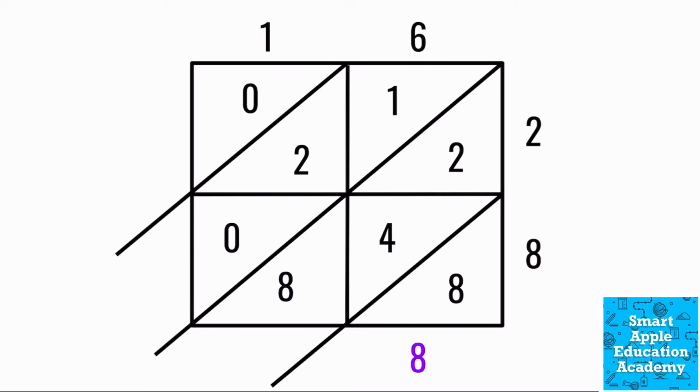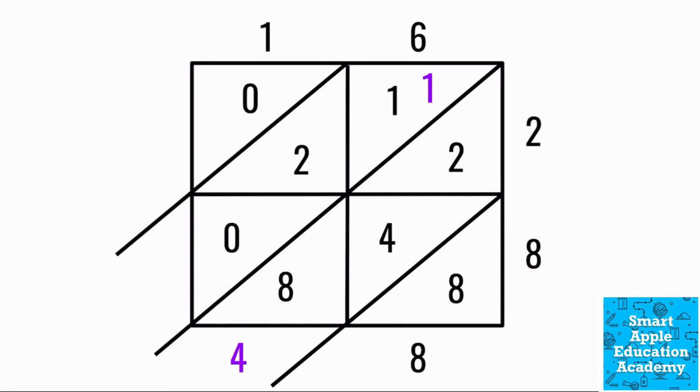Let's look at the next diagonal. There is a 2, there is a 4, and there is an 8, so we're going to add all those numbers together. What is 2 plus 4? 2 plus 4 is 6, and what is 6 plus 8? 6 plus 8 is 14, so we're going to put down a 4 right there, and we're going to carry the 1.